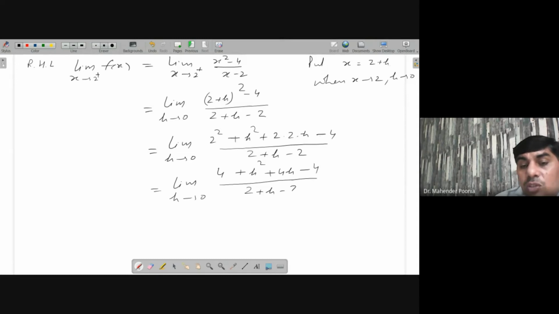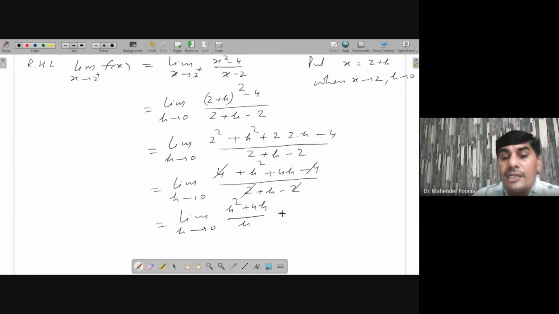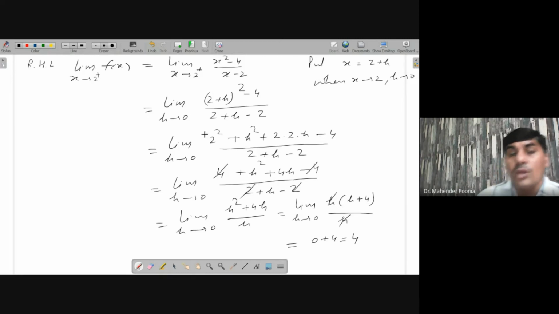In numerator 4 is cancelled with 4 and in denominator 2 is cancelled with 2, which is equal to limit h tends to 0, h square plus 4h divided by h. Taking common h from the numerator, limit h tends to 0, h into (h plus 4) divided by h. h is cancelled with h and taking limit h equal to 0, we have 0 plus 4 is equal to 4.